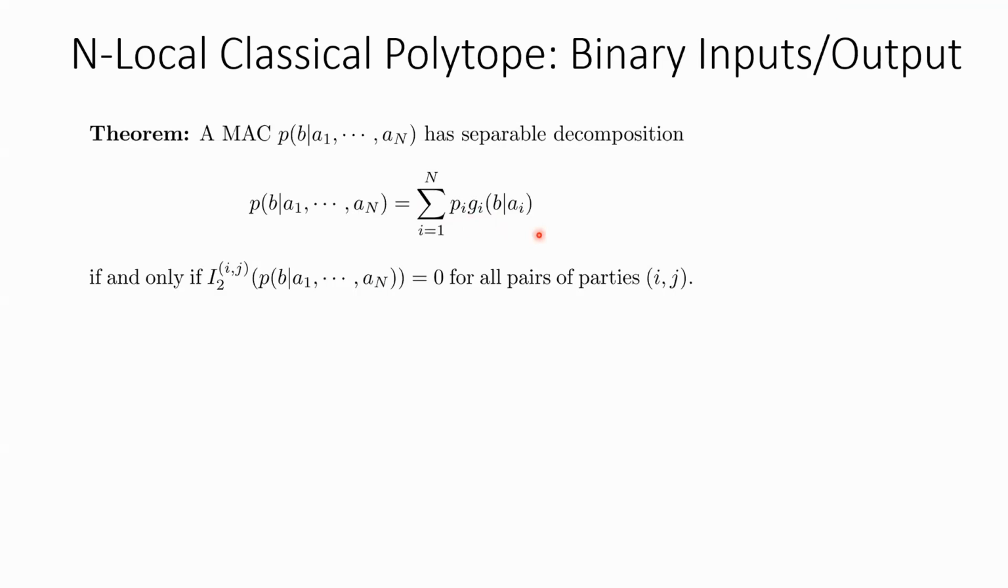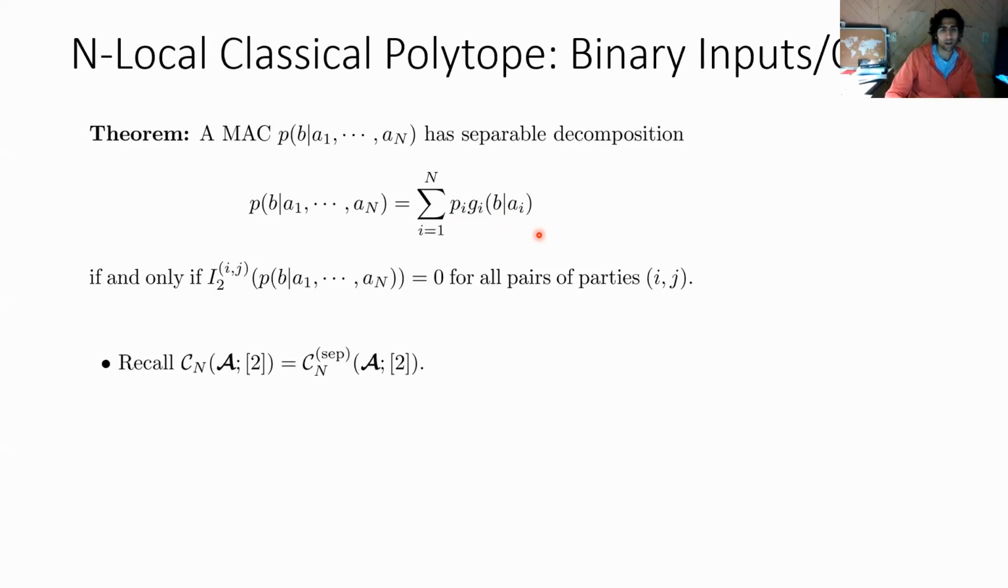Eric, yeah. So is this I2 quantity connected to the path entanglement somehow? Yes, yes it is. So hold that, maybe, I think it's next. Yeah, next slide, you'll see how it is.